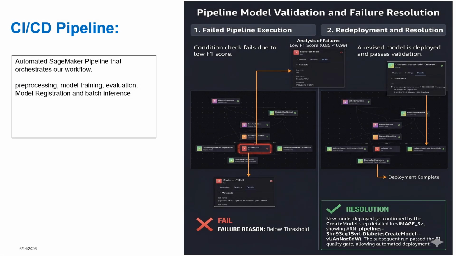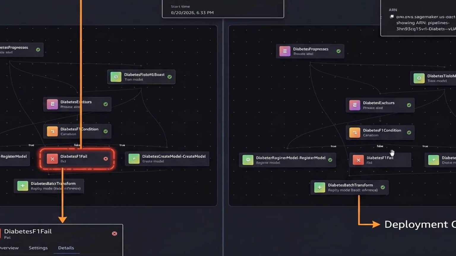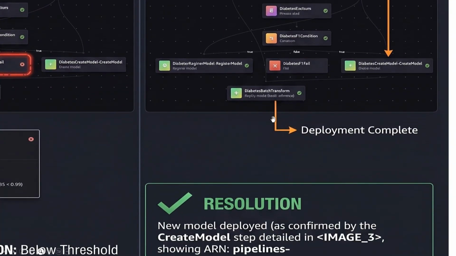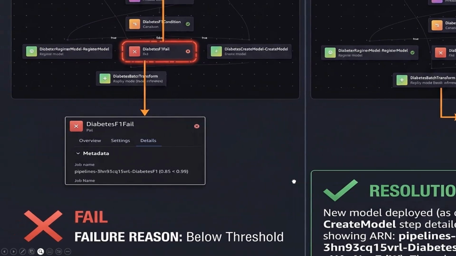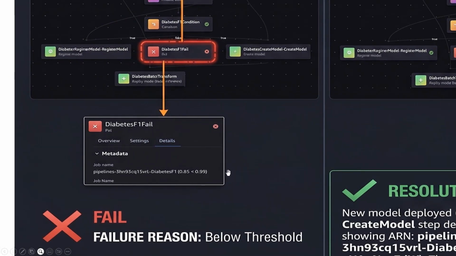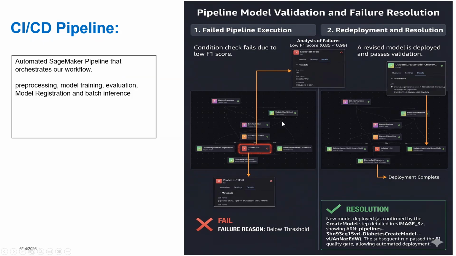This is the automated SageMaker pipeline that orchestrates our workflow. It performs preprocessing, model training, evaluation, model registration, and batch inference. We also implemented a quality gate using an F1 score threshold. If the model passes the threshold, batch inference executes automatically. If it doesn't, the pipeline enters a failed state. This demonstrates CI/CD controls and automated model validation.